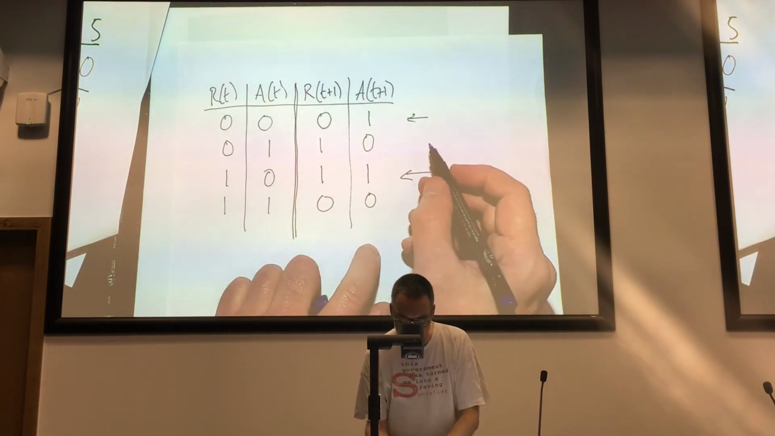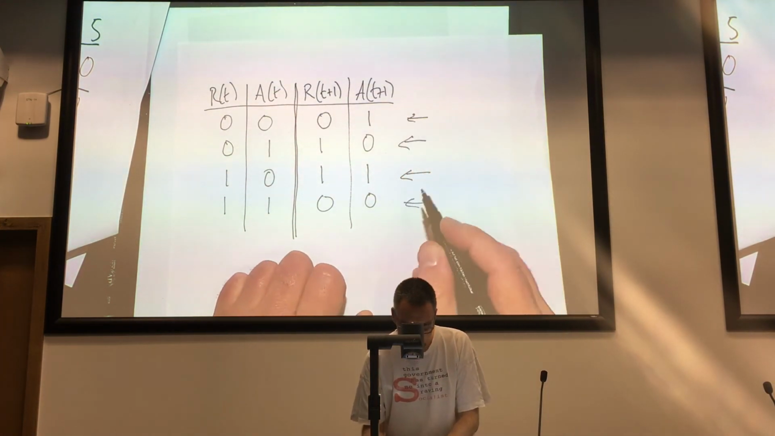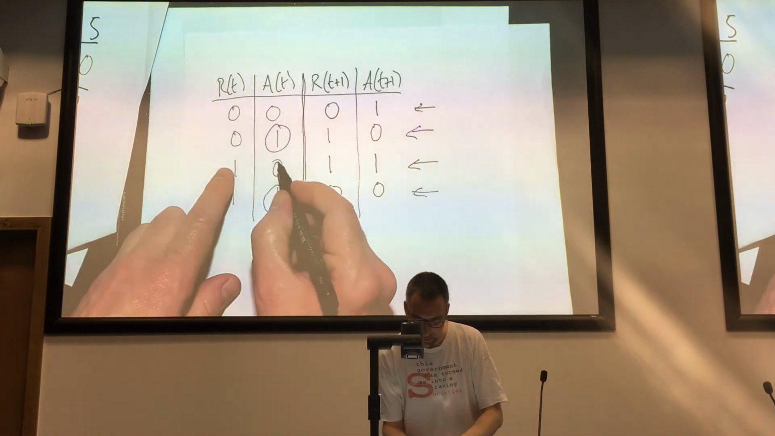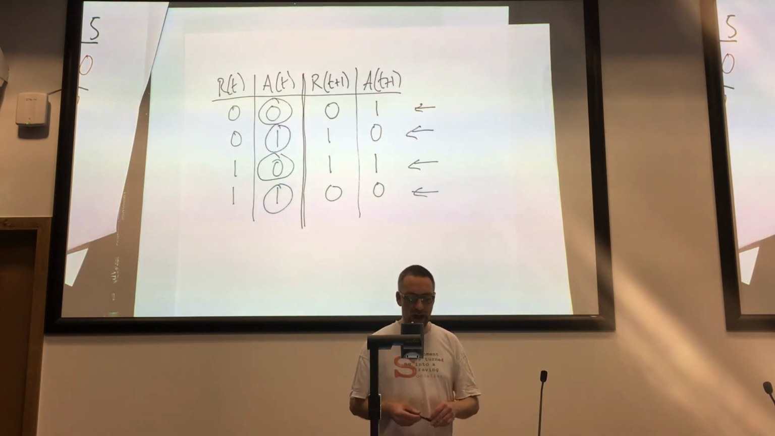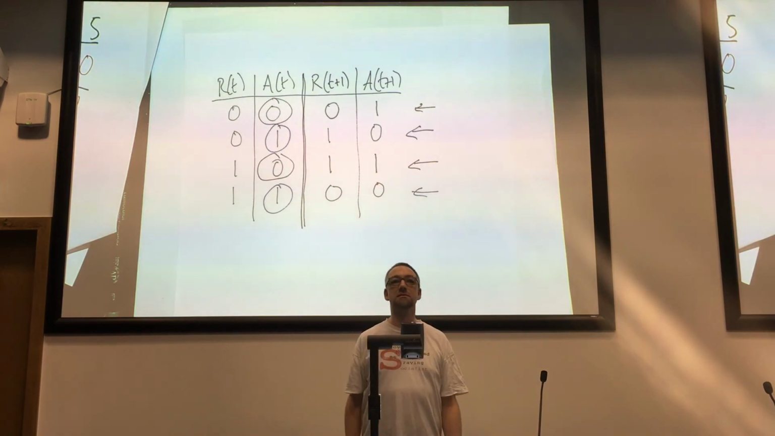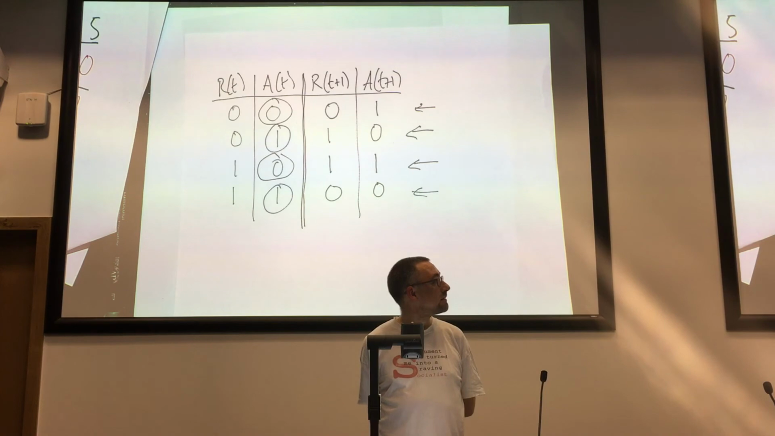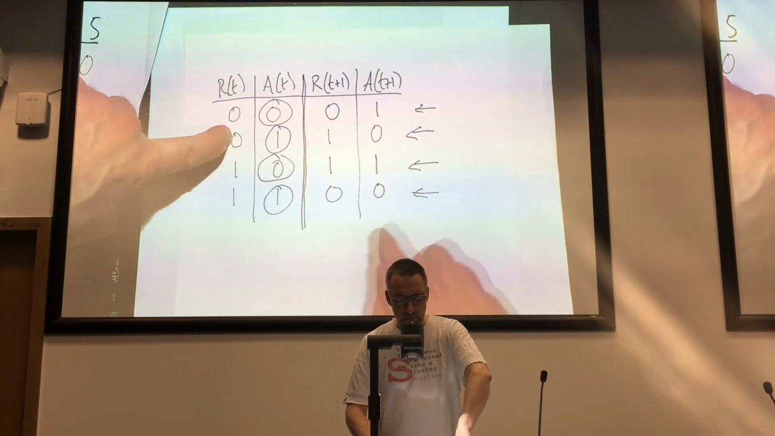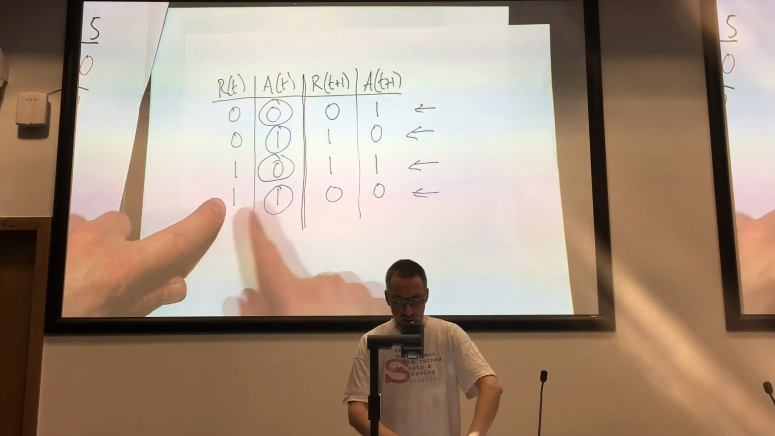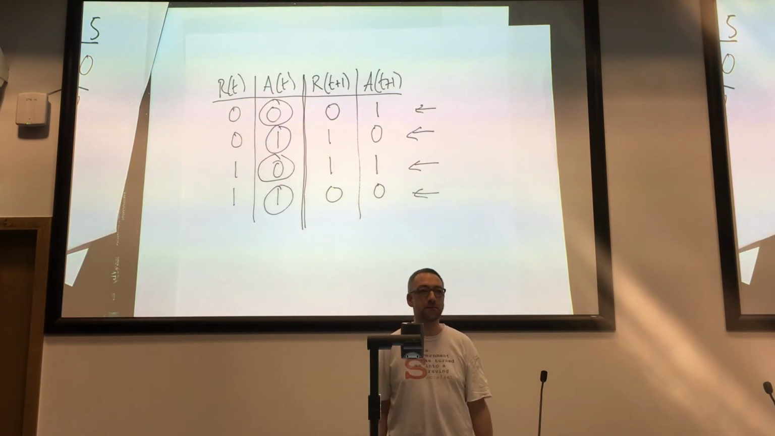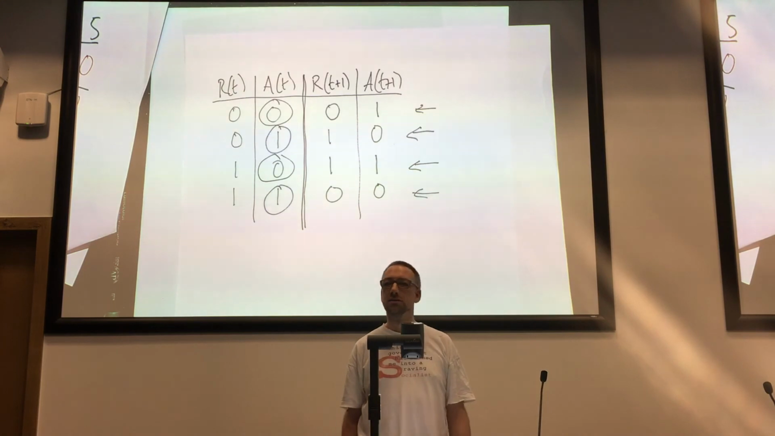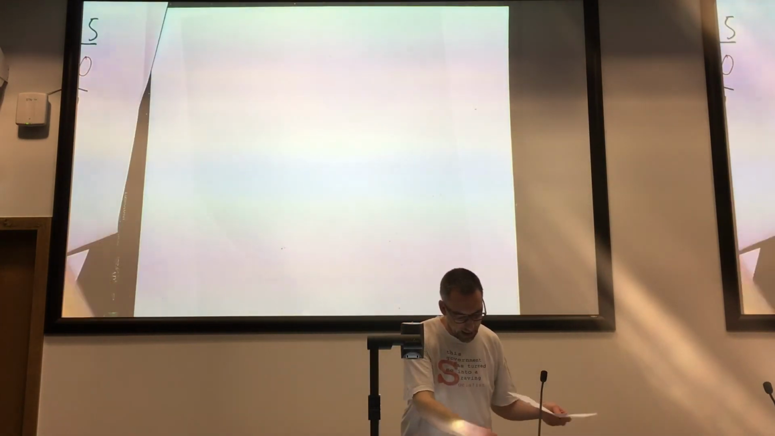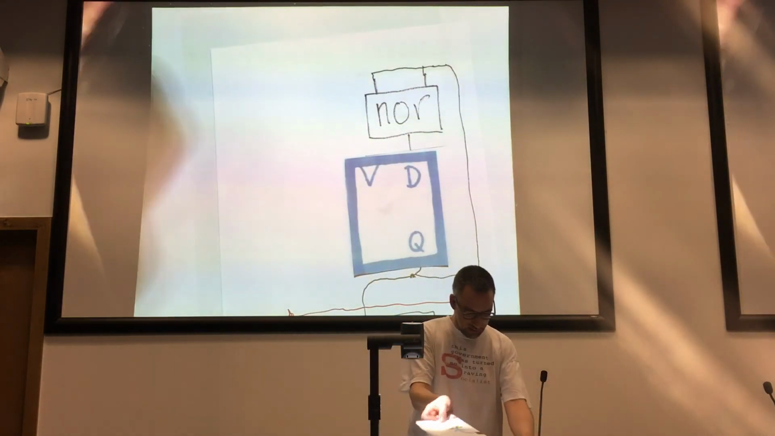How about when A is 1? These two lines. So we're looking here and here. A moment ago we were looking here and here. When A is 1, what happens to R? It's negated. You can see when A is 1, an R of 0 becomes an R of 1, an R of 1 becomes an R of 0. So that's to say, when A is 1, R toggles. When A is 0, R stays the same. So it's just as well that we have exactly the right thing which behaves like that.